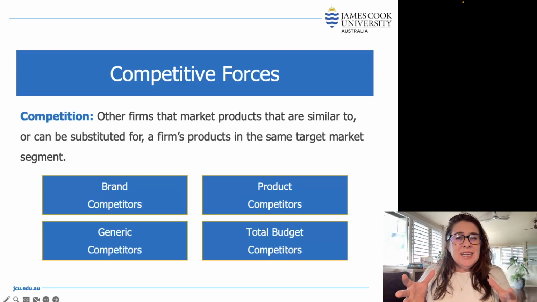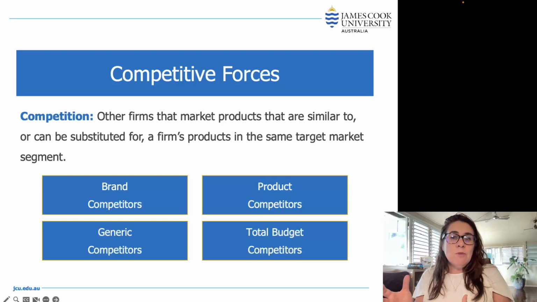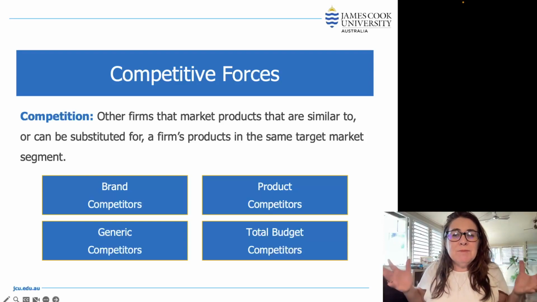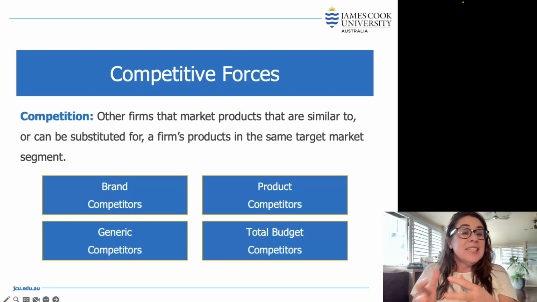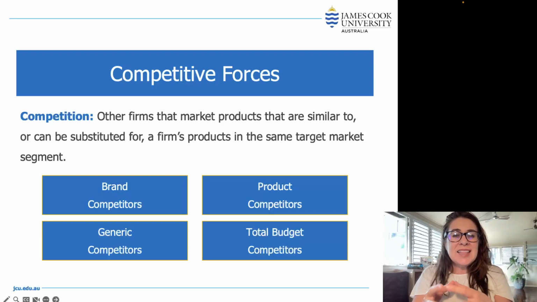So a marketer generally defines competition as other firms that market products similar to or that can be substituted for our own products in that same geographical area. These competitors can be classified into one of 4 groups. They can be brand competitors, so that is, they market branded products with similar brand features and brand benefits to the same customers at similar prices.